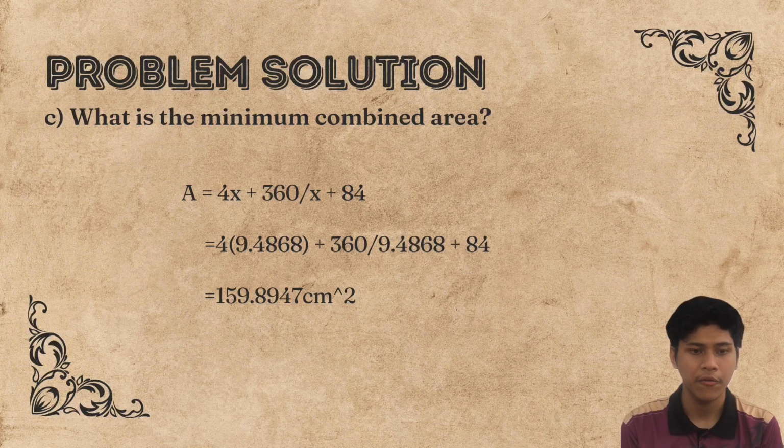What we want to do is substitute the x that we got from question B into this equation. So we get 4 times 9.4868 plus 360 over 9.4868 plus 84. Then we get the final answer, 159.8947 meters square. That's all for the problem solution.